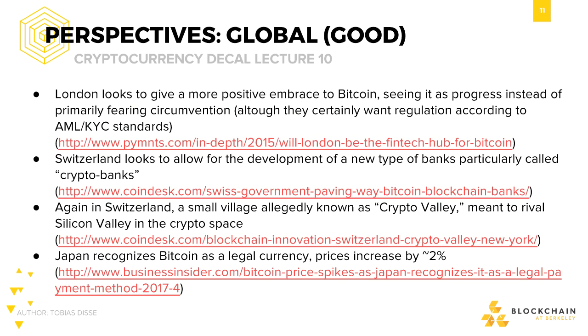So around the world, we see that there are a few regions, particularly Europe, that are warming up to Bitcoin. For example, London said that it wanted to give a more positive embrace towards Bitcoin. It said that it wanted to be the financial hub of cryptocurrencies and that Bitcoin was the next big thing. And by inviting Bitcoin use to Europe and to London in particular, it would be able to continue that trend of being what they call themselves the hub of finance for the last several hundred years.